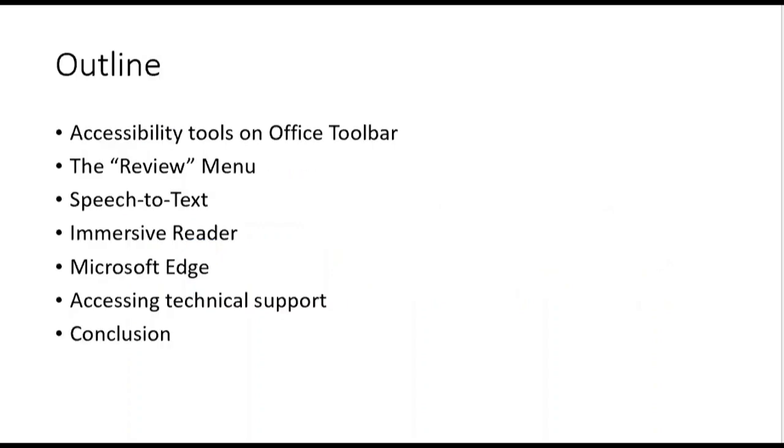In this video, we will look at the accessibility tools available in the Office toolbar, and some of them are available in the Review menu. We'll consider the Speech-to-Text feature, or the ability to dictate documents. We'll look at the Immersive Reader that can enhance the reading experience and improve readability. We'll also look at the accessibility features in Microsoft Edge, as well as how to access additional technical accessibility support.